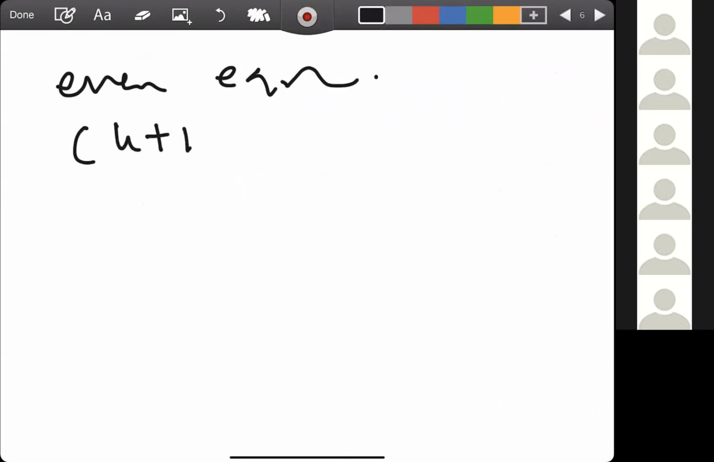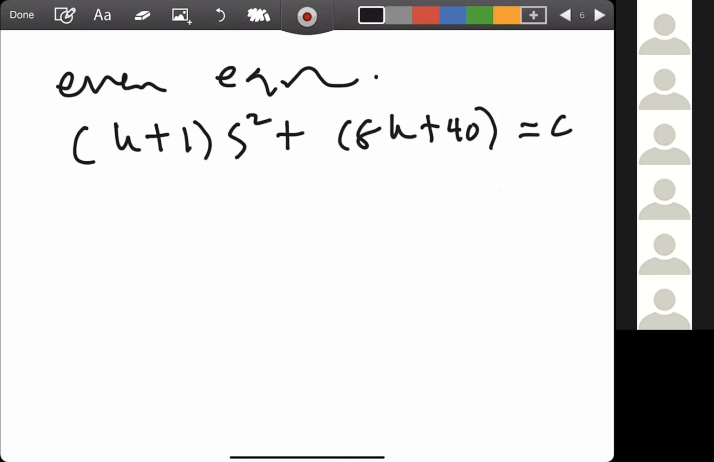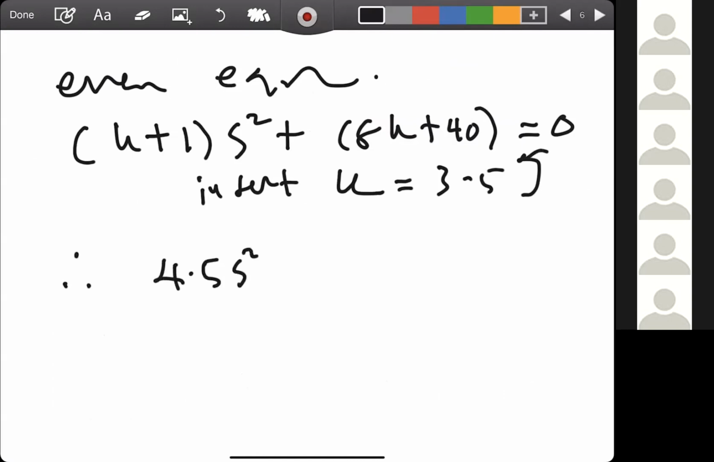Okay. Plus 1 plus 8K plus 40. Okay, so insert K critical there, 3.5. Insert inside. So you will get 4.5 S square plus 68 equal to 0.